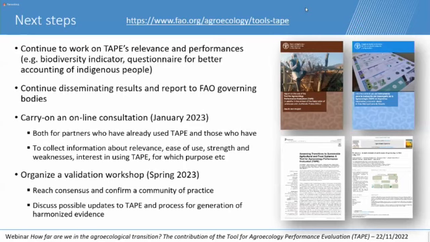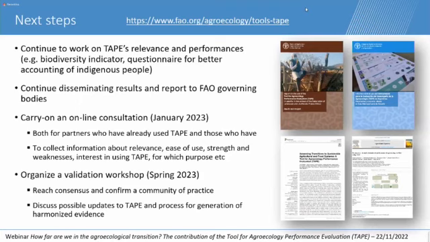And this will be to collect information about the relevance of the tool, its ease or not of use, its strengths and weaknesses, what type of use and what type of interest we have for using TAPE, for which purpose, and so on. And after this phase online, we will start planning a validation workshop that we will hold in Rome, probably in the spring of next year, in person, with possibility of remote participation probably.